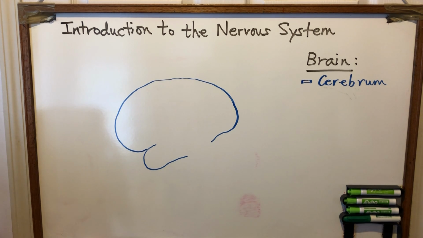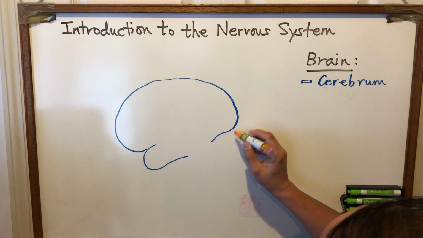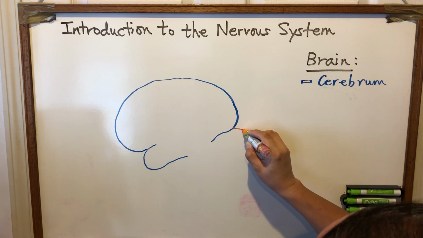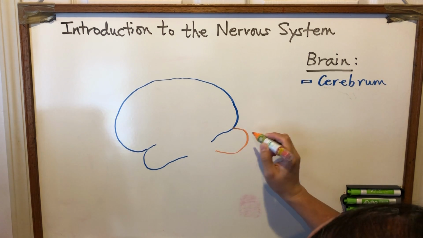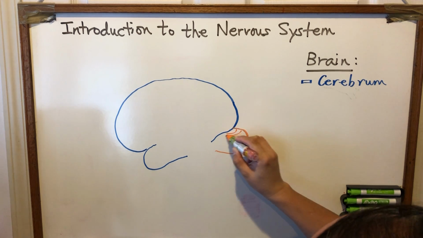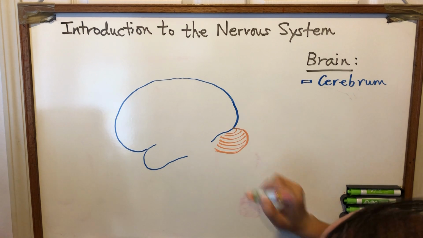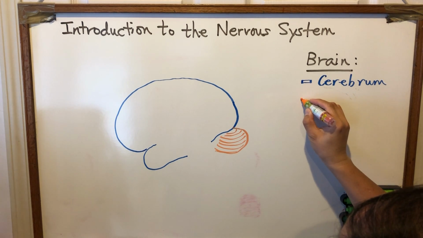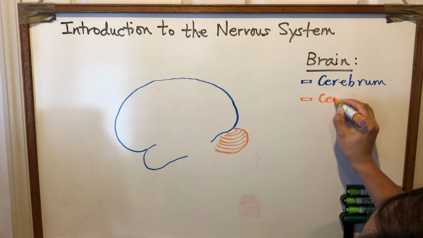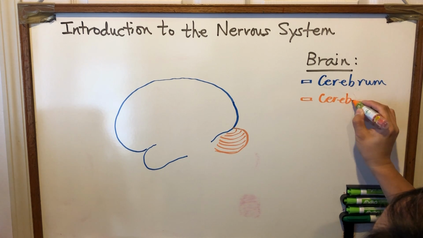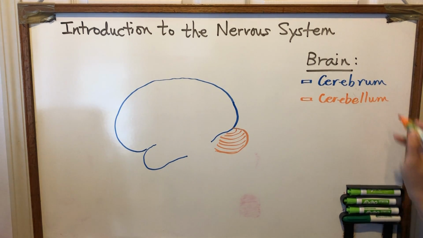The second area is kind of under the cerebrum. It's round with some deep grooves like this, and it's called the cerebellum. And it's mainly responsible for coordination, for maintaining a body posture, and so on.